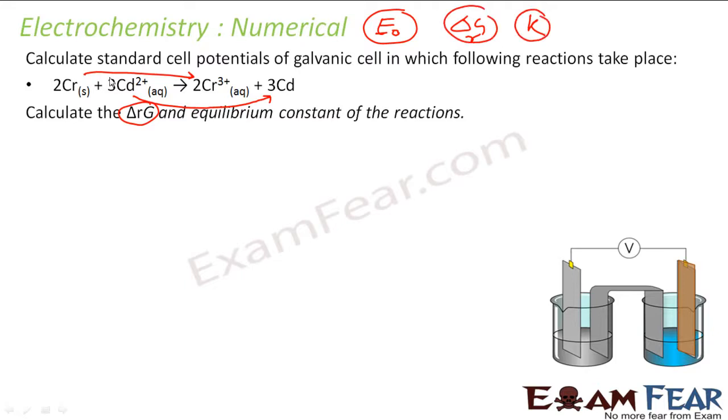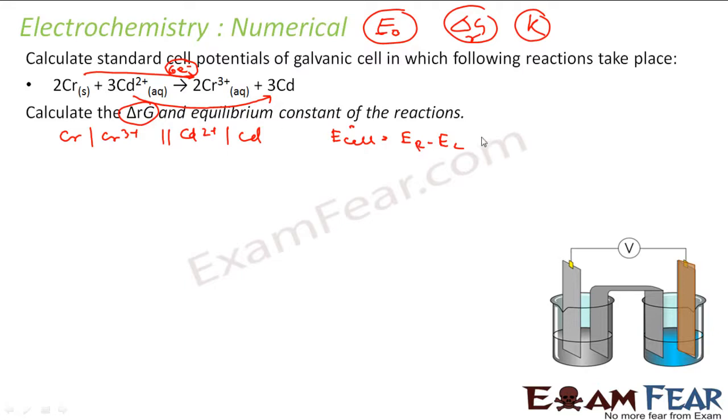So let's see how many electrons are involved. 2 chromium becomes 2 chromium 3+ ions, that is 6 electrons are involved here. Correct? If you want to write the cell representation for this, chromium gets oxidized to Cr3+, and on this side cadmium 2+ gets reduced to cadmium. To find the E of the cell, E naught is nothing but E right minus E left.